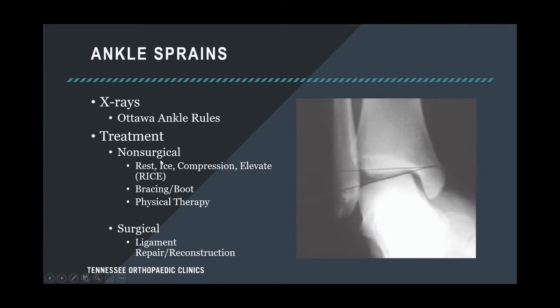Now, for the patients that require surgery, usually I put them through a good physical therapy program to make sure they've done everything, and give it a couple of months. If it's still not better and they have a lot of complaints of instability, then the biggest thing we talk about is ligament repair or reconstruction type surgery. But again, 90% of people will get better without anything surgical for an ankle sprain.